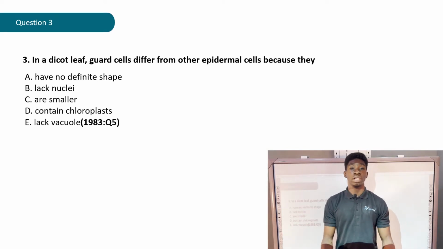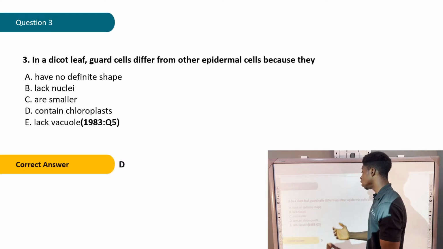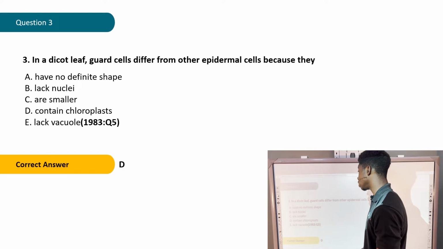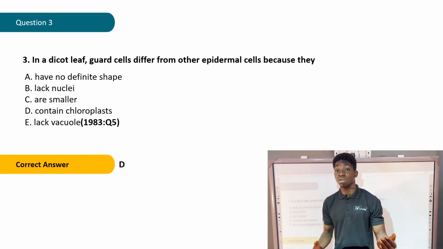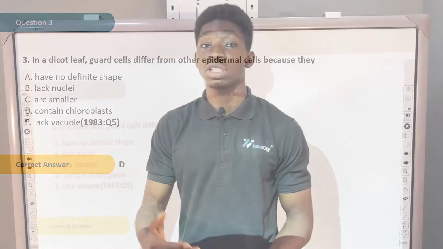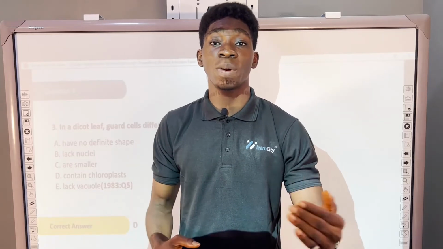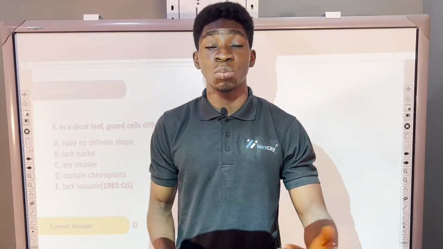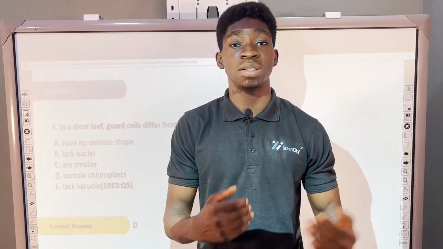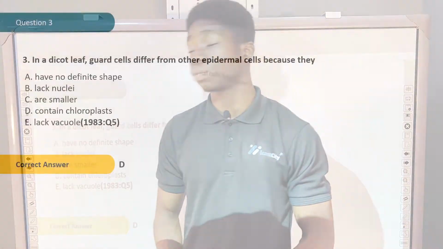Now let's check out what the correct answer says. The correct answer is D. Contain chloroplast. Dicot guard cells differ from other epidermal cells because they contain chloroplast. That's the major difference between the guard cells and the other epidermal cells. Guard cells contain chloroplast, and chloroplast, which contains chlorophyll, helps in photosynthesis. That is the difference between guard cells and the other epidermal cells.